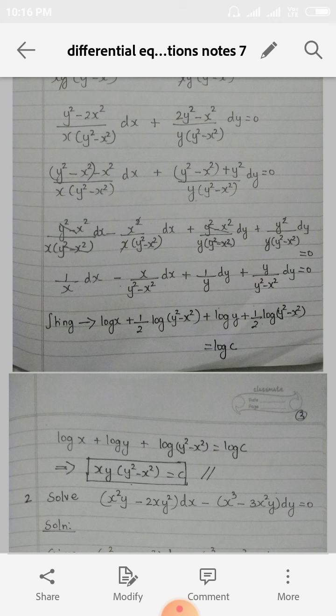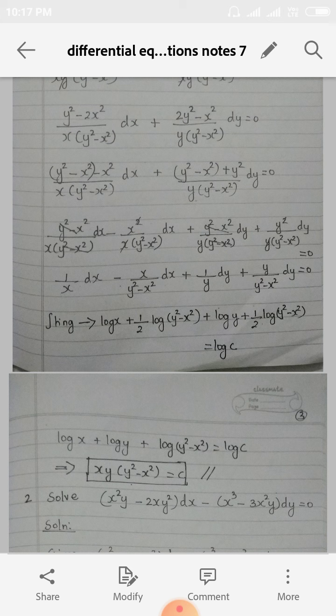1/x dx integrates to log x. And the next one, x divided by y² − x², that is nothing but 1/2 log of (y² − x²). Plus 1/y dy gives log y. The fourth term, y divided by y² − x² into dy, is 1/2 log of (y² − x²). All the terms are in logarithm, so we have to use the constant as a logarithm. After integrating we get all the terms in log form, so we use log in the constant term also, that is log c.